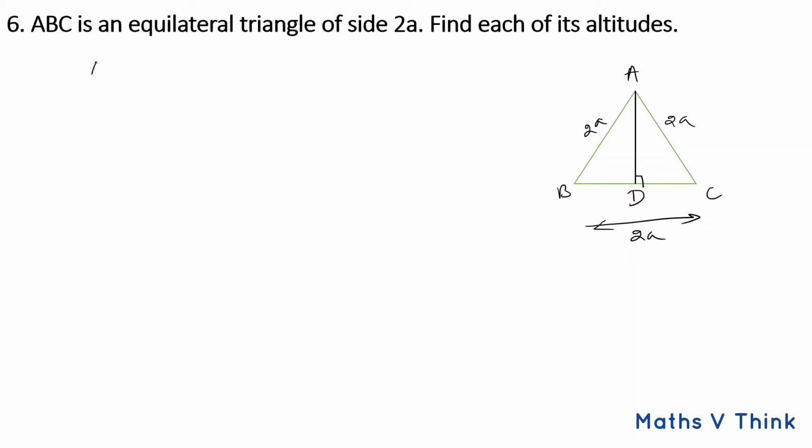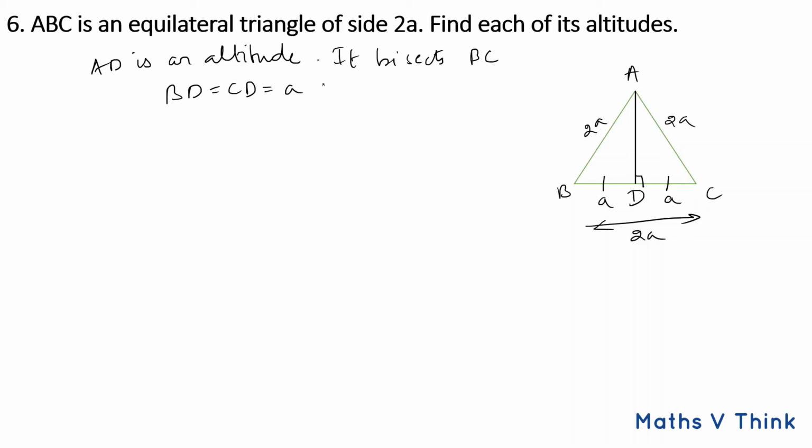So we know AD is an altitude. This bisects BC into two equal parts. So it bisects BC. Can I tell this BD is a and CD is also a, because they both are equal. So a plus a gives you total 2a. So BD is equal to CD is equal to a.